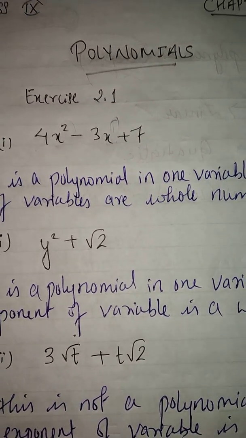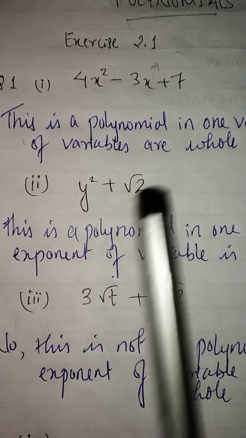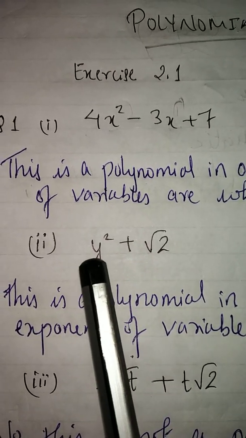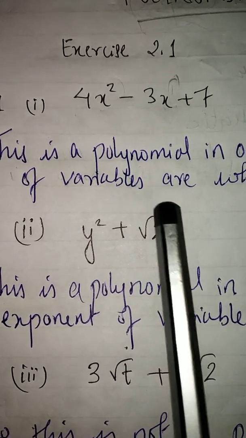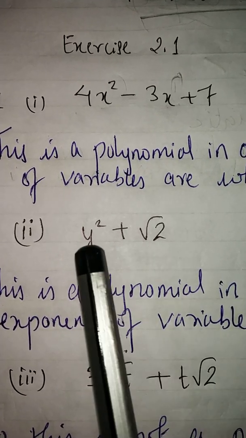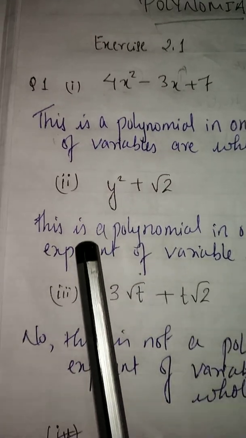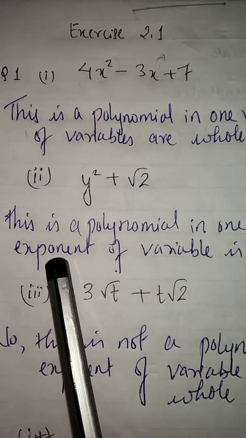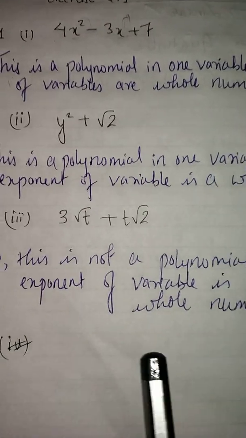Is it clear? Okay, now let's do the next one, which is y square plus root 2. Now see, in this expression we have a variable y, and what is the power of y? 2. So 2 is a whole number. That means this is a polynomial. Now is it in one variable? Let's check. Yes, this is in one variable because we have only y, right? So this is a polynomial in one variable because the exponent of variable is a whole number. Okay, now let's do the third one.